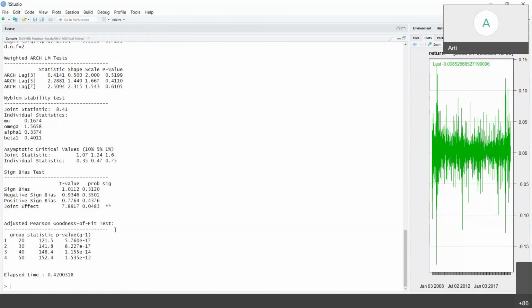Now the other important thing you want to check is the goodness of fit. The goodness of fit will tell you whether the model is a good fit or whether there is any scope for model improvement. If your p value is greater than 5%, then you accept that the model is a good fit. But if your p value is less than 5%, let's say here the p values are very low, near zero, that says there is scope for model improvement. If you write all these things down on paper and make a flow chart, you will understand.